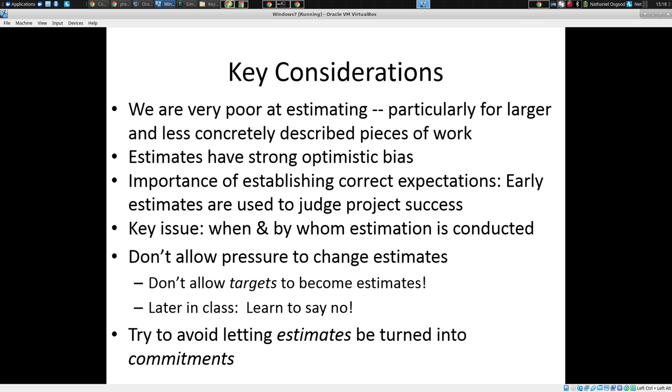A same project may be judged a success if you give an estimate that's a little too long and you deliver early. Same project, if that same manager gave an estimate that was way too optimistic, a fraction of how long it actually took, it would be judged a failure, a runaway, out of control or way over time.